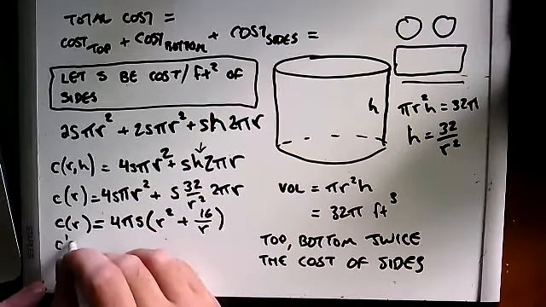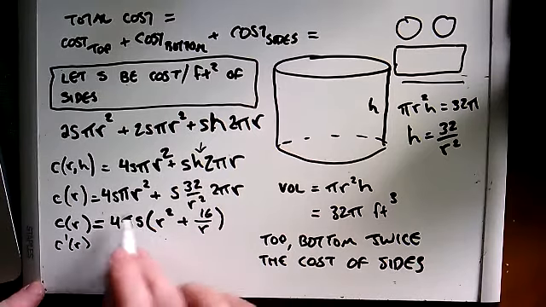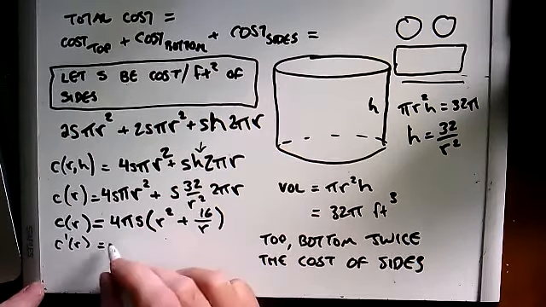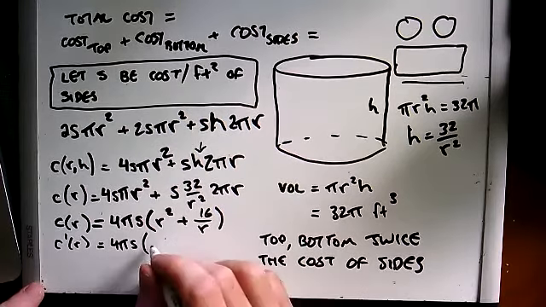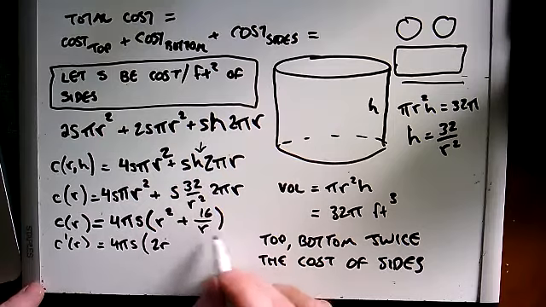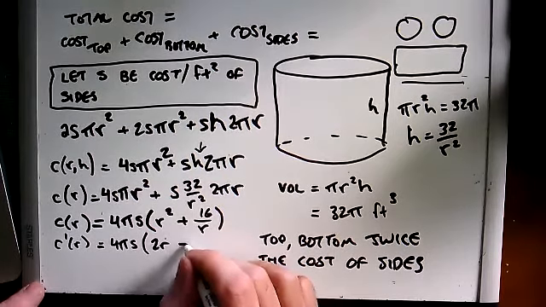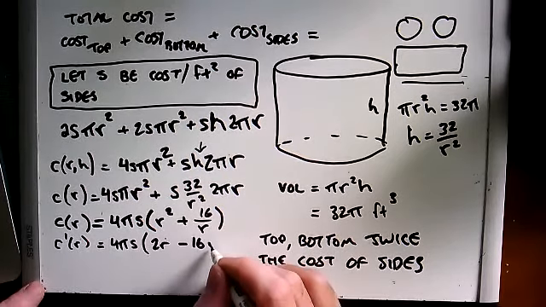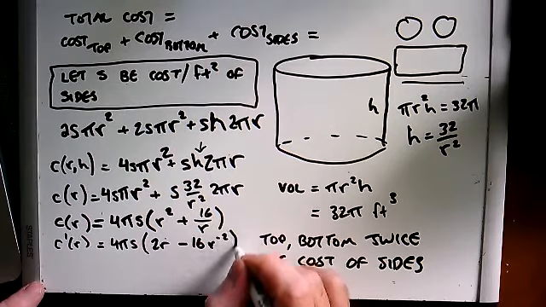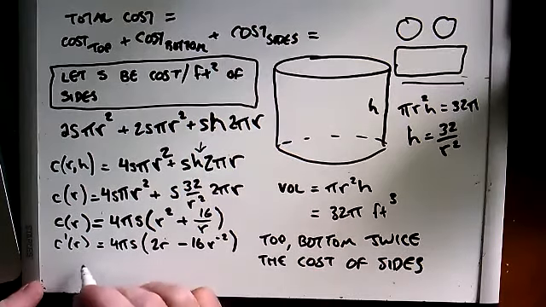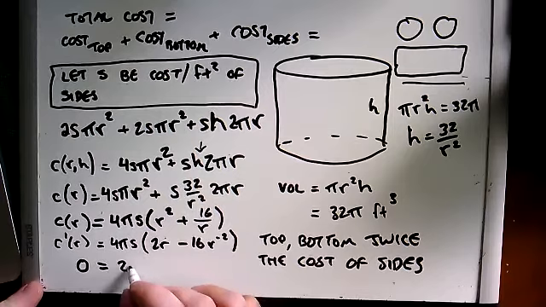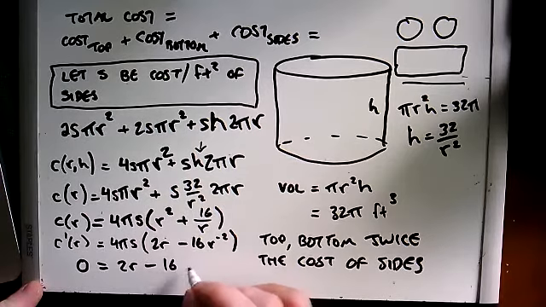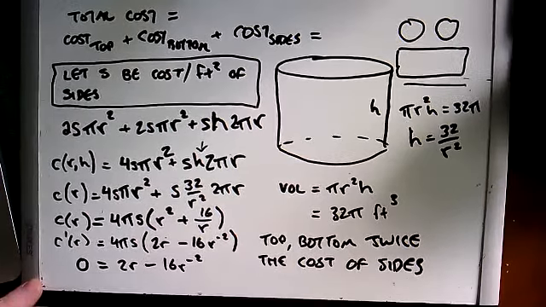So I'll take c prime of r. The reason I factored this out is when we differentiate, we have a constant multiple rule, so 4 pi s stays factored out. And then differentiating, we have 2r. This is 16 times r to the negative first, so that would be minus 16 r to the negative second power. Okay, and we'll set that equal to 0. Once we set it equal to 0, we could even get rid of this 4 pi s part. We can divide both sides by that. We just have 0 equals 2r minus 16 r to the negative second power.